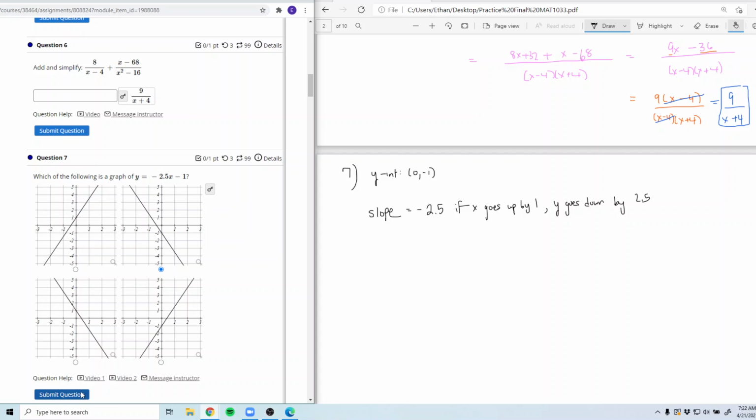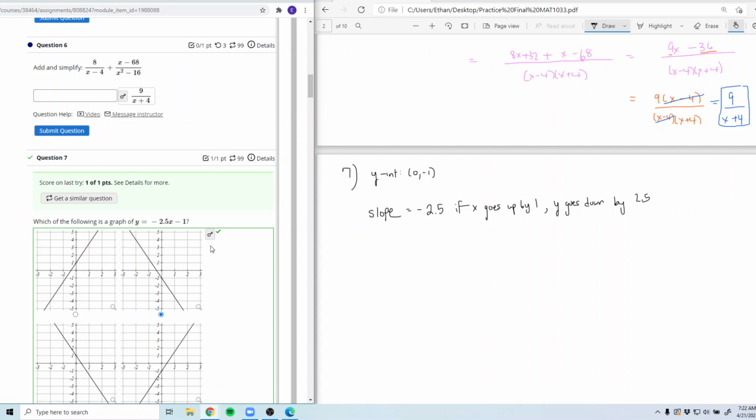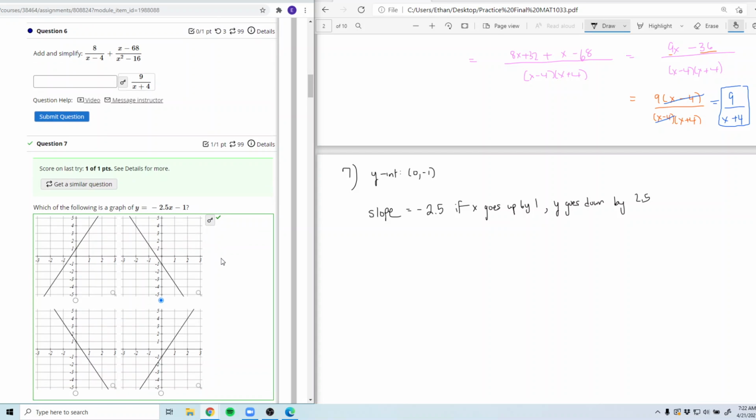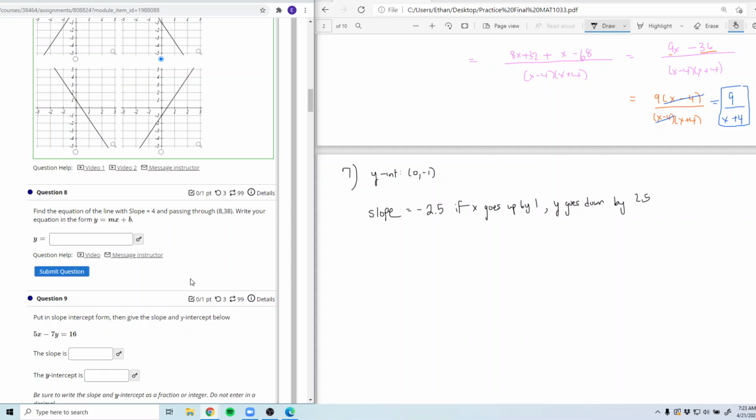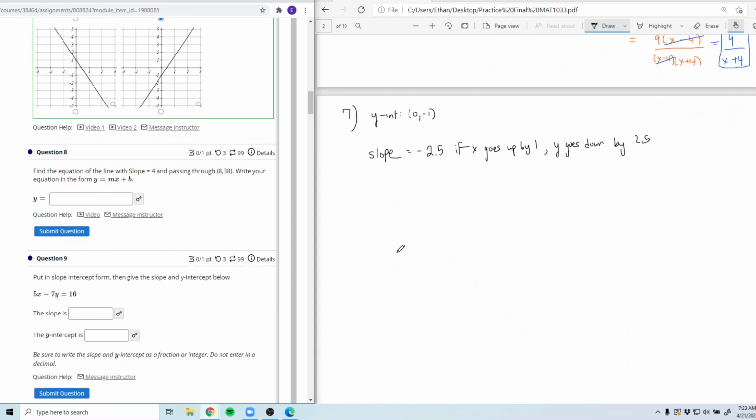I'll just hit submit on the question instead of showing the answer key, because it'll be pretty big to show the correct graph. But that's how we can figure out the graph of a line. All right, number 8.